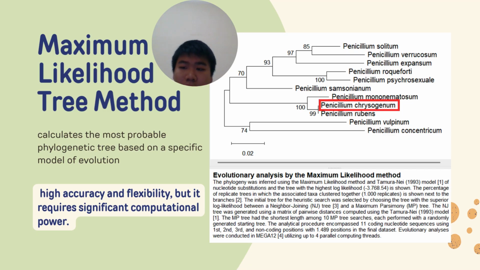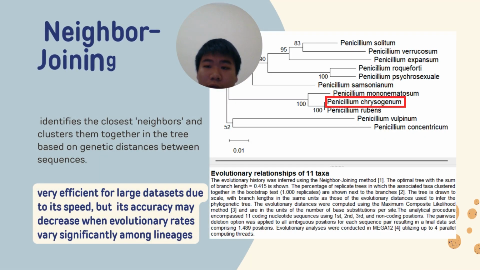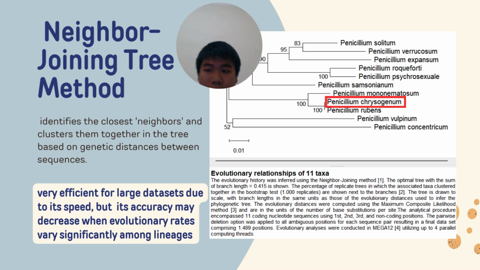It selects the tree that is most likely to produce the observed sequence data. Its advantage lies in its high accuracy and flexibility, but it requires significant computational power. This method is commonly used when robust, model-based results are desired. Next is the neighbor joining method, which is based on genetic distance between sequences. This method identifies the closest neighbors and clusters them together in the tree.